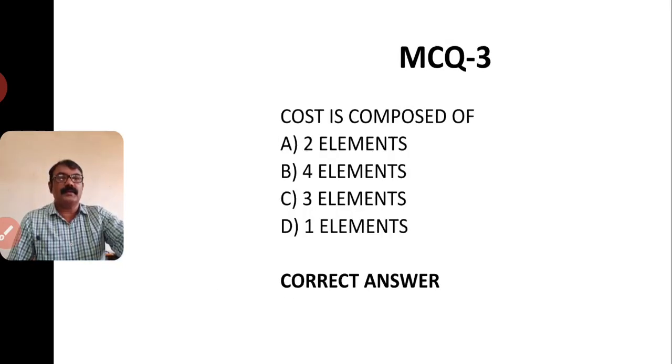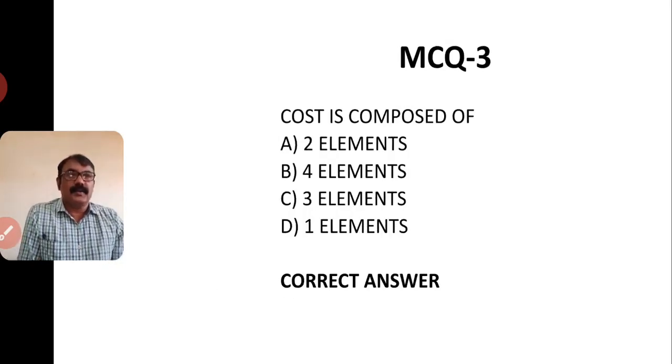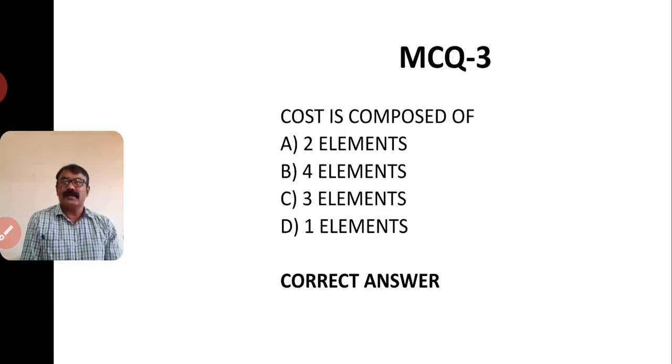The third MCQ question is, cost is composed of: 2 elements, 4 elements, 3 elements or 1 element. It consists of 3 elements. C is the right answer. Why? Three elements: material, labor and chargeable expenses.